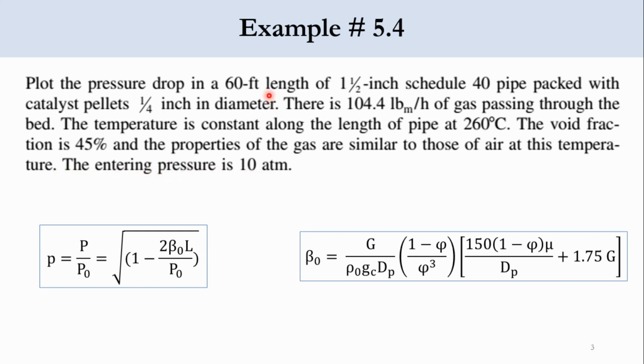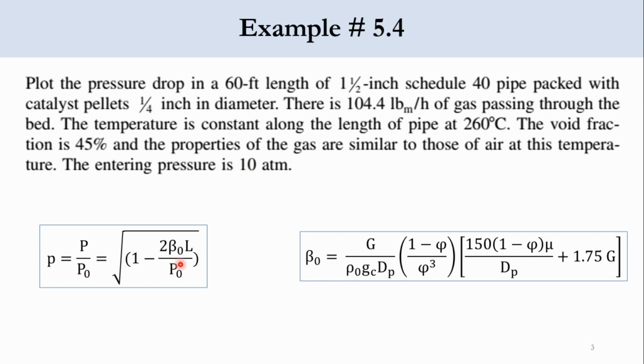So we are given the length, the schedule of pipe and pipe size. We are given the information about the catalyst pellet size. We are given the information about the flow rate, the temperature, void fraction, and entering pressure.